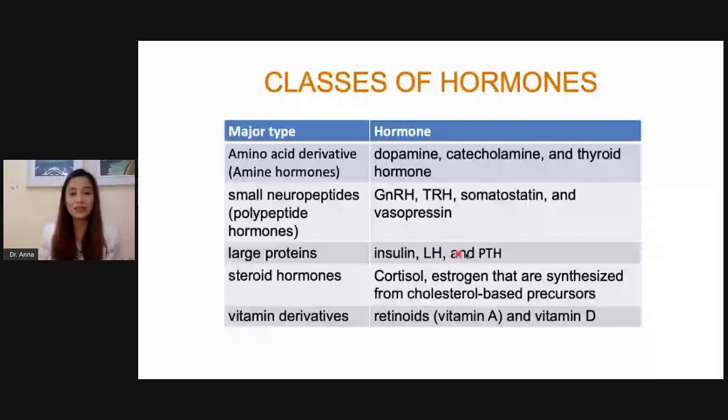Next, you have your steroid hormones. The steroid hormones are mostly cholesterol derivatives, and the majority will include adrenocortical hormones such as your cortisol, and your estrogen as well, and your testosterone. These are all from your cholesterol. And last, vitamin derivatives. Your vitamins are not just vitamins, but they can also act as hormones. So that's your vitamin A and your vitamin D. When we go to calcium and mineral metabolism, I'll talk to you about the crucial role of vitamin D in bone and mineral metabolism.